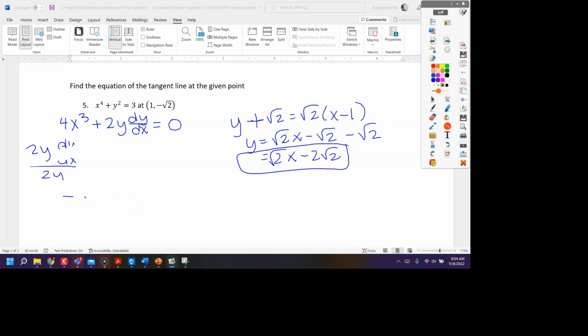So the alternative is up here, to take the 1 and the negative root 2 and plug them in now. So the 4, 1 cubed plus 2 negative root 2 dy dx equals 0, and then you solve for dy dx with numbers instead of variables.